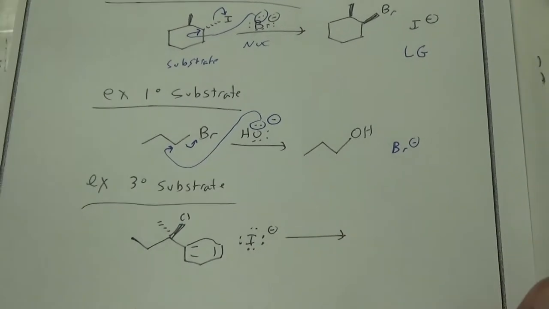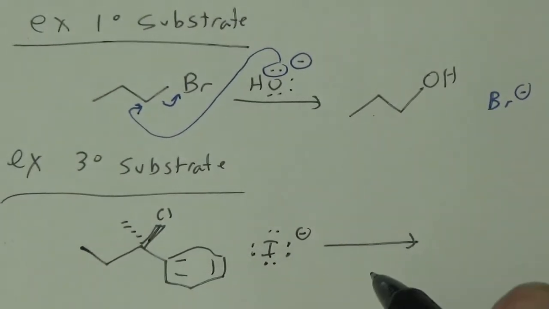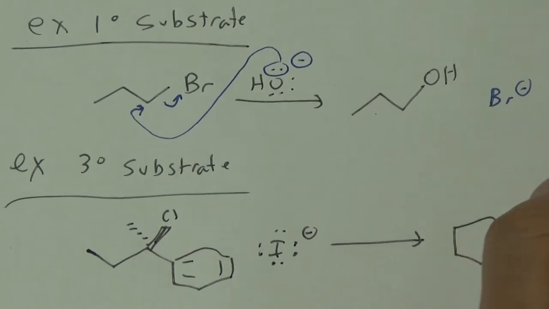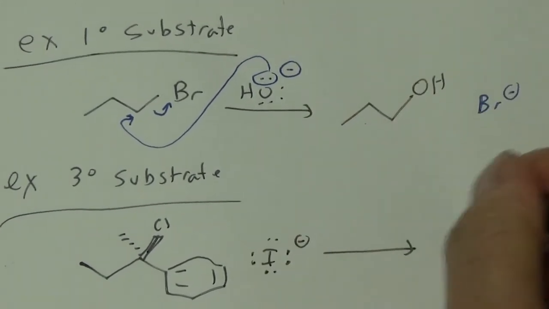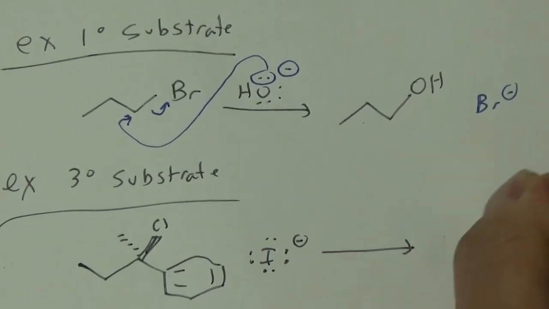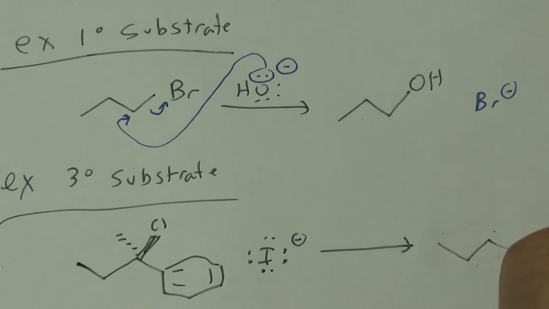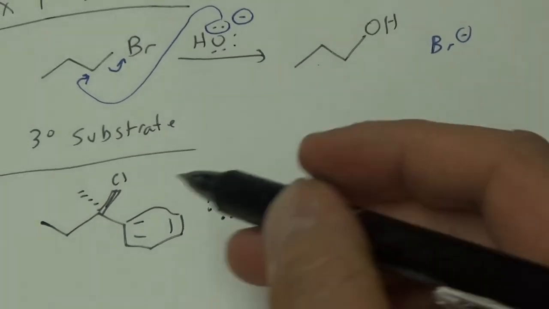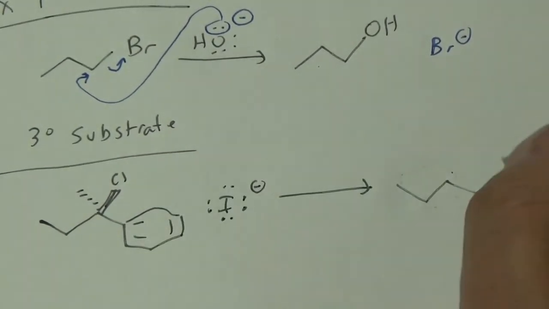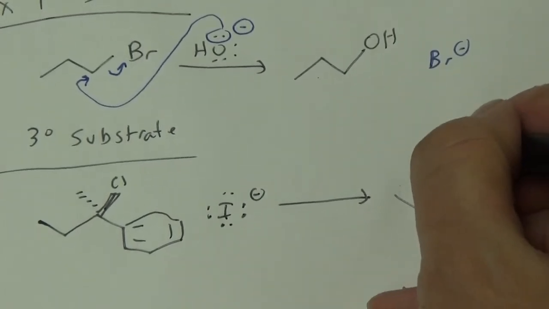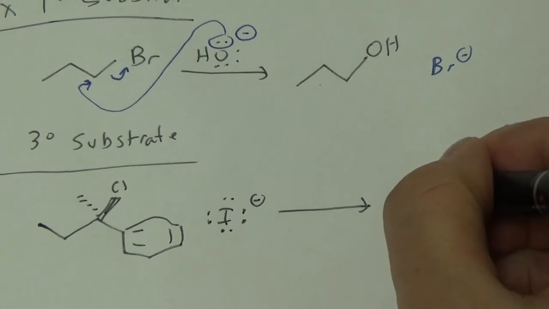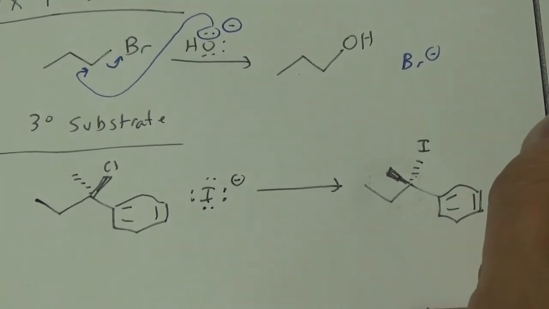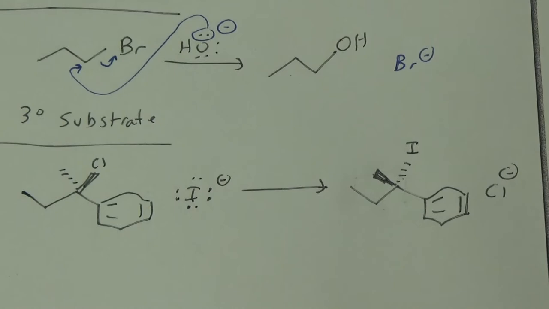Okay, so that's a tertiary chloride and it's chiral. And would you see inversion, to give the iodide? The chloride's going towards us, now the iodide would be going away, and then you'd have the chloride displaced. That's the question. Would you see that in a tertiary substrate?